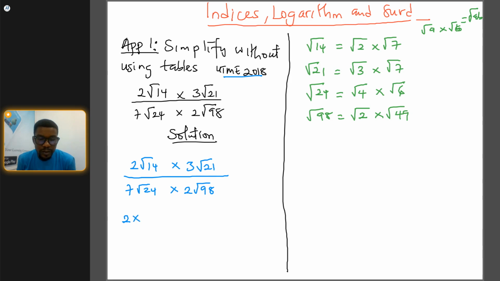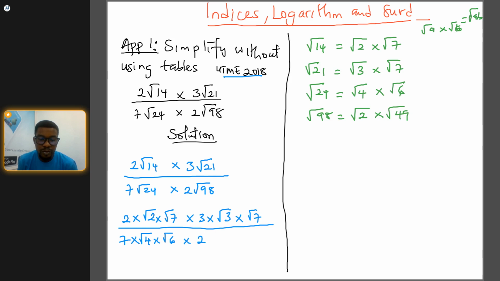So we have now 2 times root 14 expressed as root 2 times root 7, multiplied by 3 times root 21, which is root 3 times root 7, all divided by 7 multiplied by root 24, which is root 4 times root 6, multiplied by 2 times root 98, which is root 2 times root 49. Okay, so I'm going to continue here.